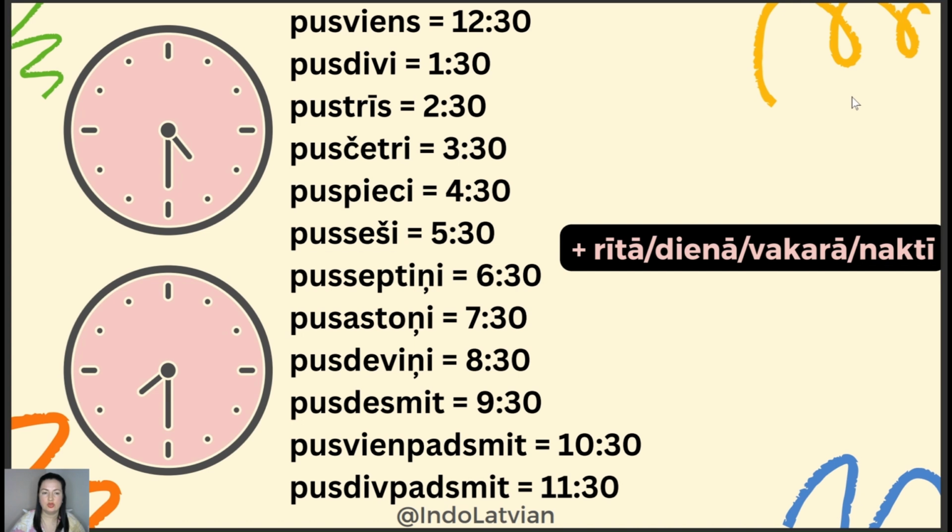And in this slide, I would like to show you how to give those half an hour intervals from that hour or half past, yeah, and how to read them. This is the 12-hour interval. Plus, you can add the time of the day. Is it in the morning, daytime, evening, or at night? For example, pustrīs naktī, or pusseši rītā, or pusastoņi vakarā, or pusviens dienā.